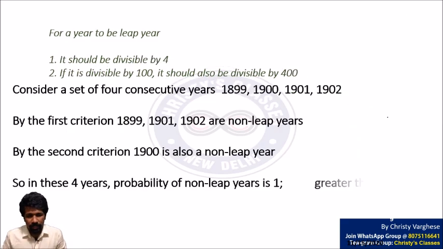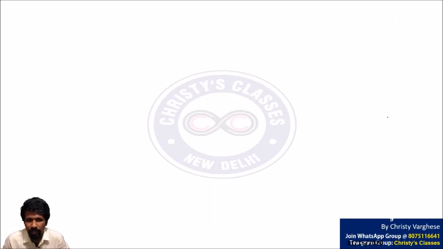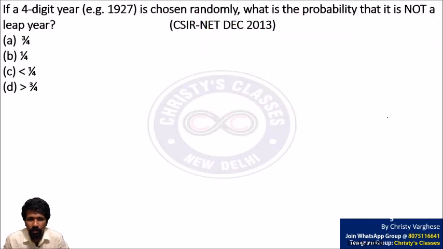I hope all of you are understanding this. Greater than 3 by 4 because of the second criterion. If only the first criterion was there, 3 by 4 exactly would have been the answer. But the second criterion makes it greater than 3 by 4 as the answer. That is option D is the correct answer. Not a leap year is the question. If the question was leap year, then option C would have been the answer. Here the question is not a leap year, that is why greater than 3 by 4 is the answer.